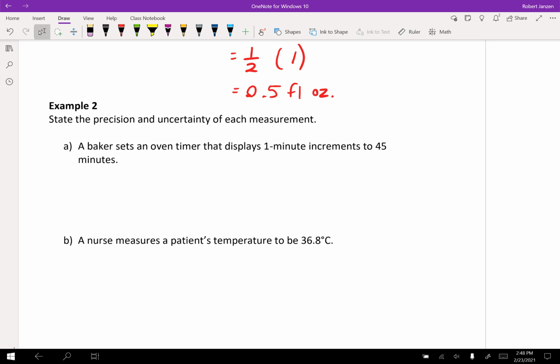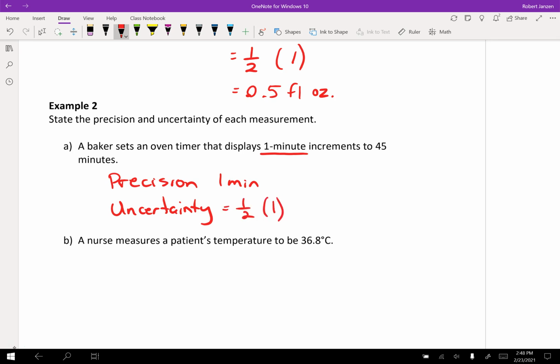Okay, let's try another one. A baker sets an oven timer that displays 1-minute increments. Okay, 1-minute increments is my precision. So the precision is 1 minute. Okay, so what is the uncertainty? Uncertainty is going to be half of the precision. So this again is 0.5 minutes. Okay, and I guess I should have put plus or minus. It could be 0.5 too big, or it could be 0.5 too small. Okay, try the next one.